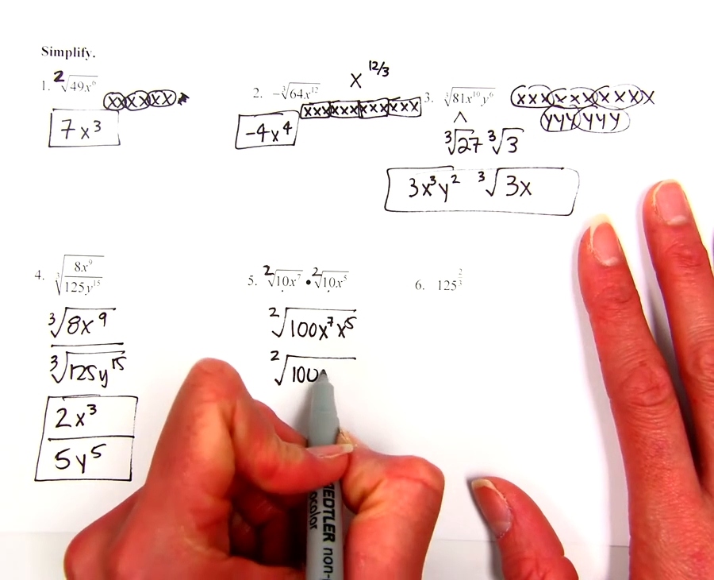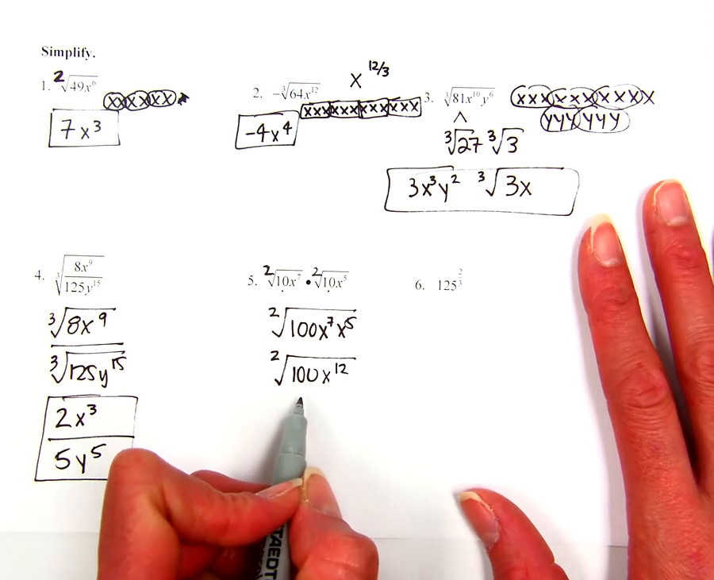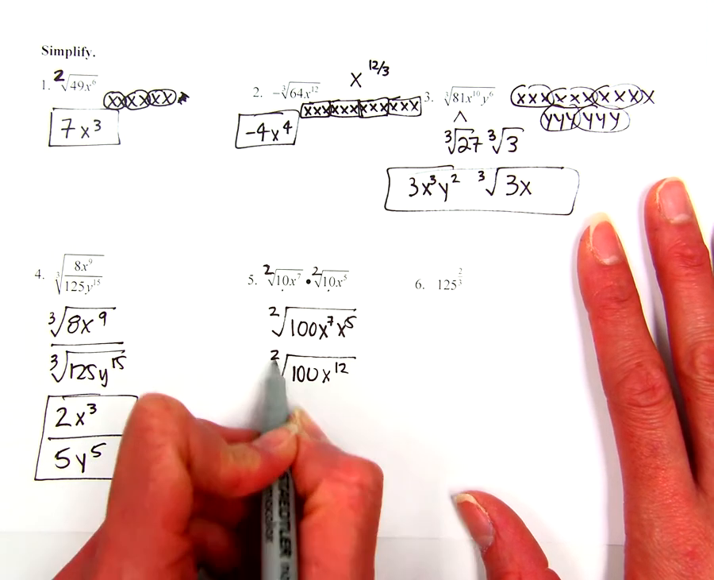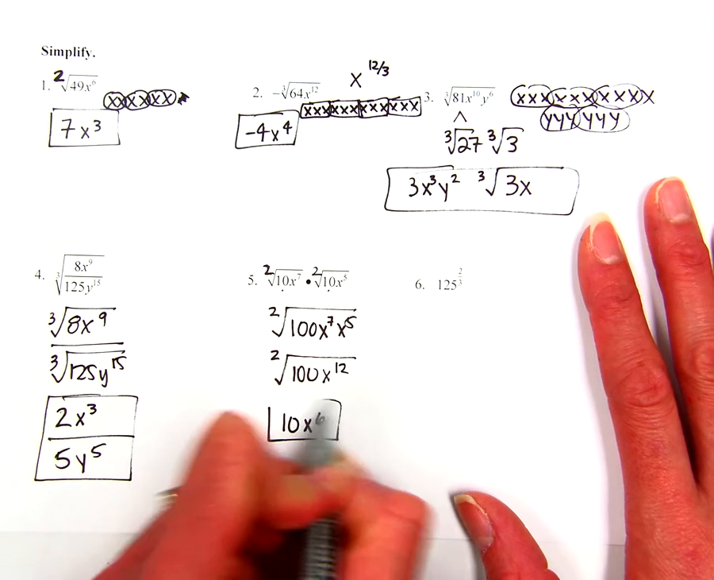So 7 plus 5 gives you x to the 12th. And then what is the square root of 100? Well, that's 10. And then 12 divided by 2 gives you x to the 6th.